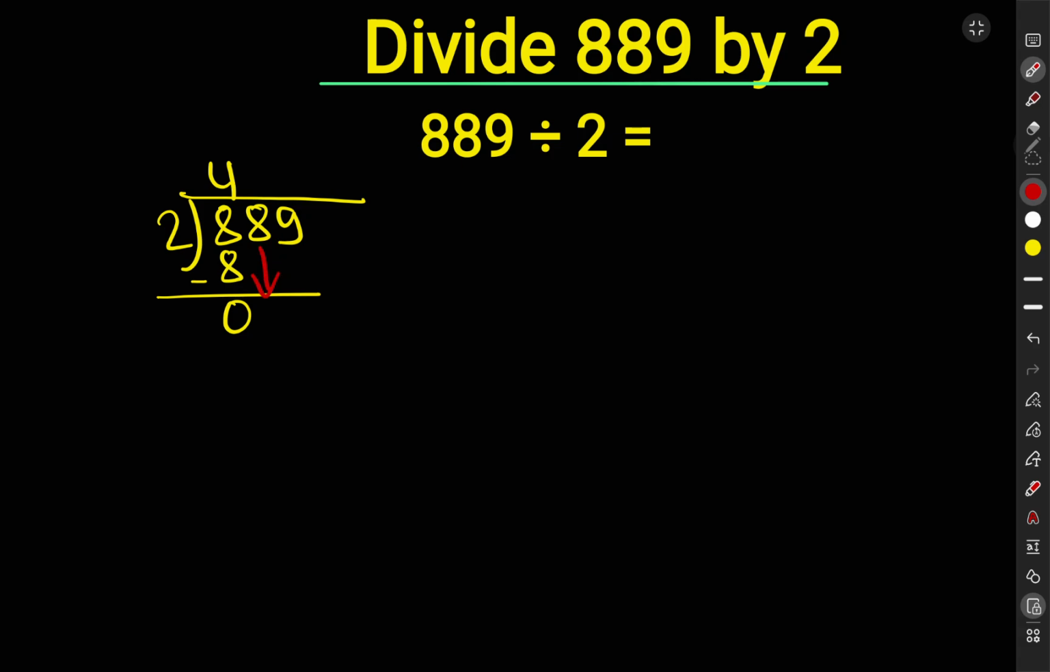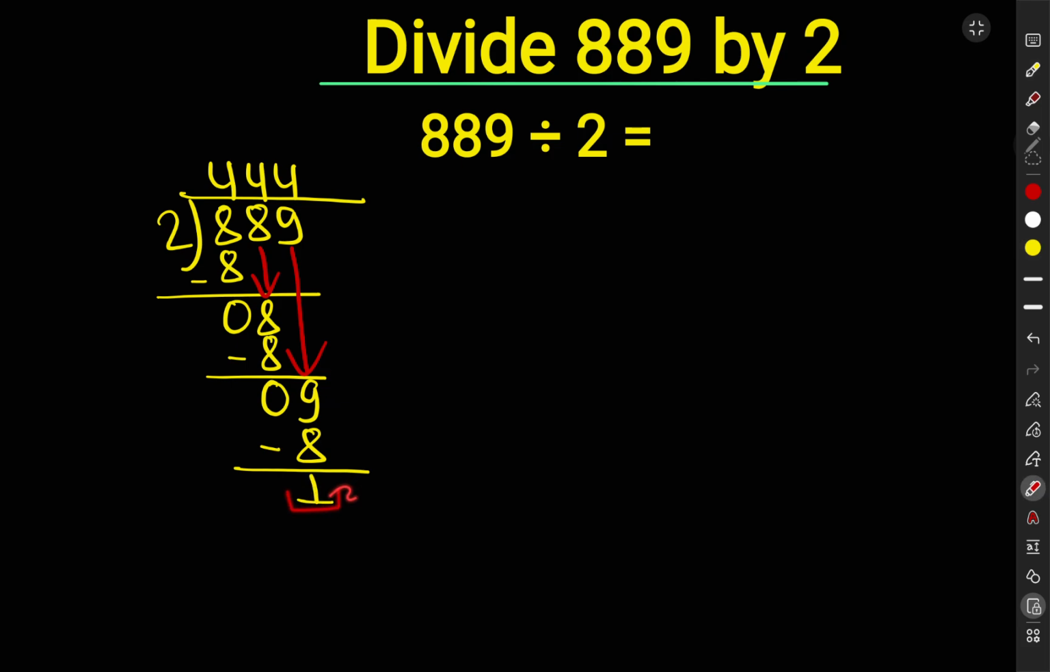So now we put down this 8 and 2 times 4 is 8. On subtracting we get 0. So again we put down this 9 and 2 times 4 is 8. On subtracting we get 1.